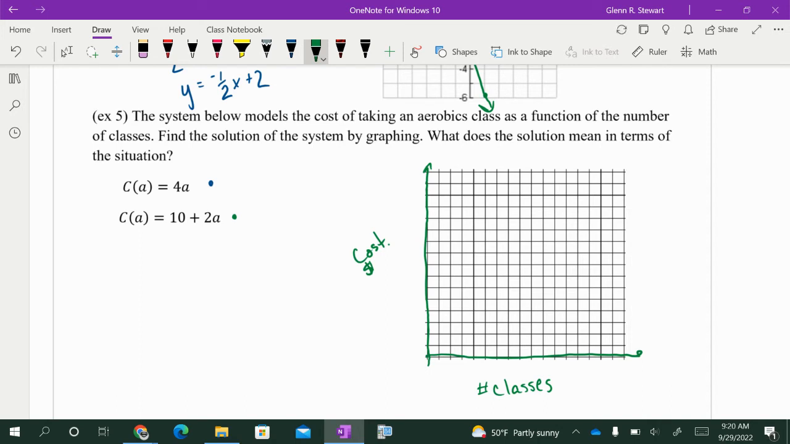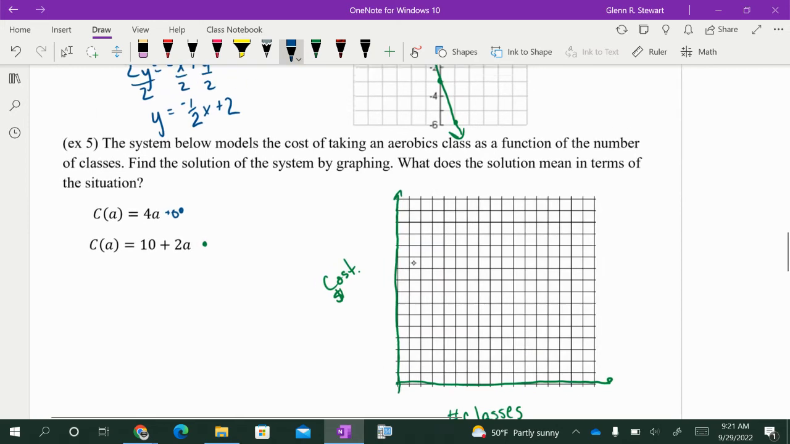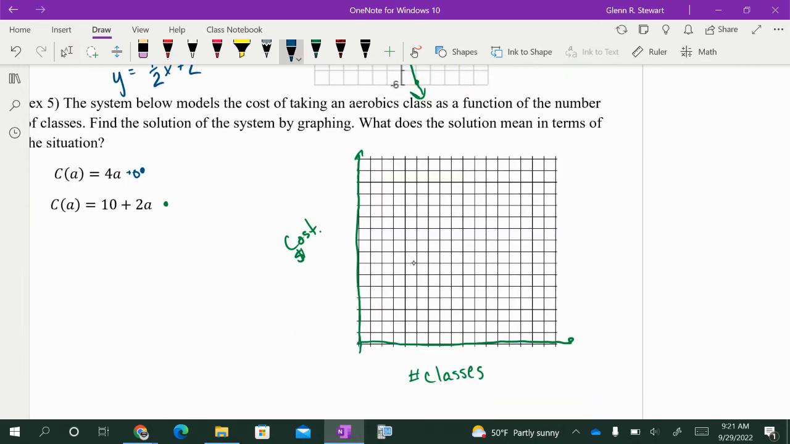So this first one here, I'm doing blue. I'm just going to go ahead and graph that. It has no y-intercept, technically, that's at 0. So I'm going to start at 0, 0. And then I'll go up 1, 2, 3, 4, and right 1 based on the slope. 1, 2, 3, 4, 1, 4.